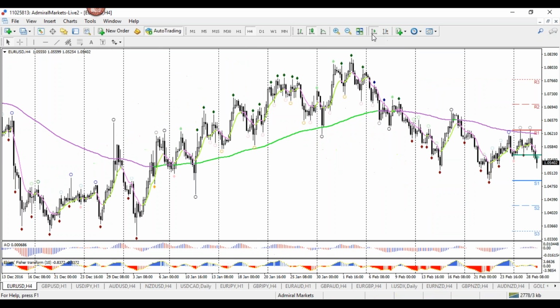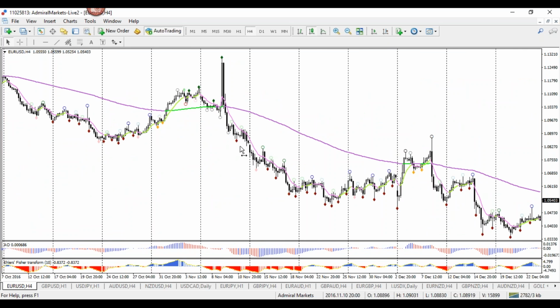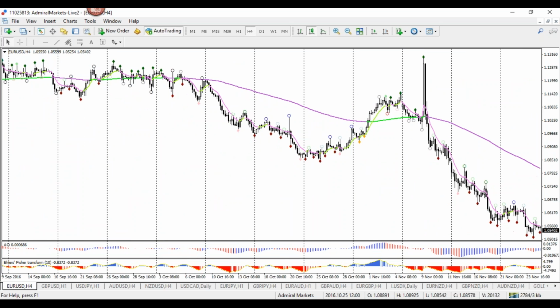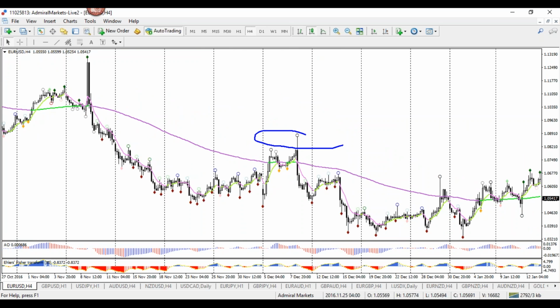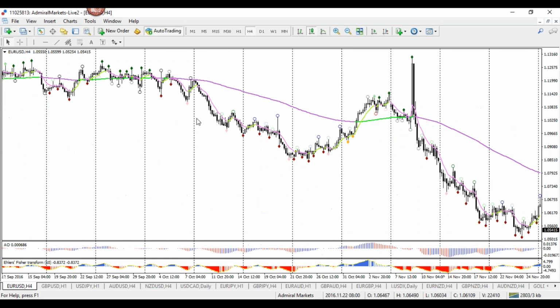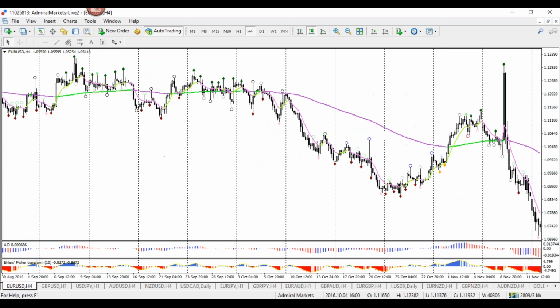We can take a look at more examples here. For instance, here, let's go a bit back. Here you see darker fractals. Here too. And here. And here, and then here. So it's often a decision spot. That's the point. All right.